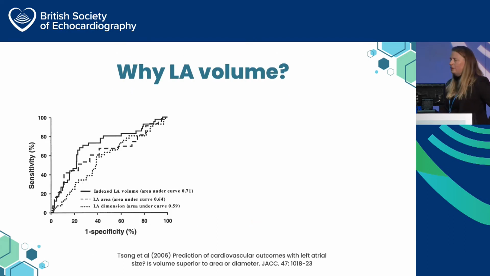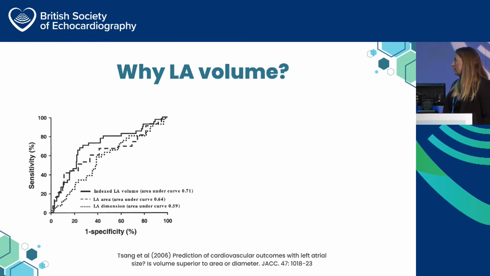So why have we moved on to left atrium volume? Why is this a much better measurement than diameter? So the Mayo Clinic looked at this a long time ago now, back in 2006. They looked at left atrial dimension, left atrial area, and left atrial volume, and they tried to work out which one had the best diagnostic accuracy, which one was the best true measure of left atrial size. The dotted line is diameter, the dashed line is area, and then the solid line is volume.